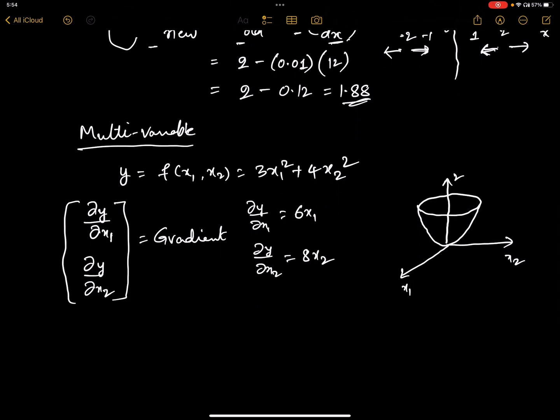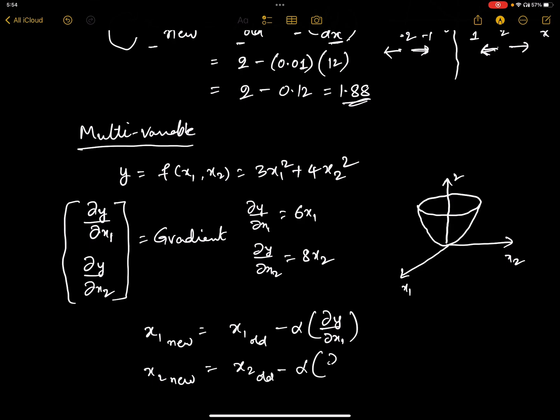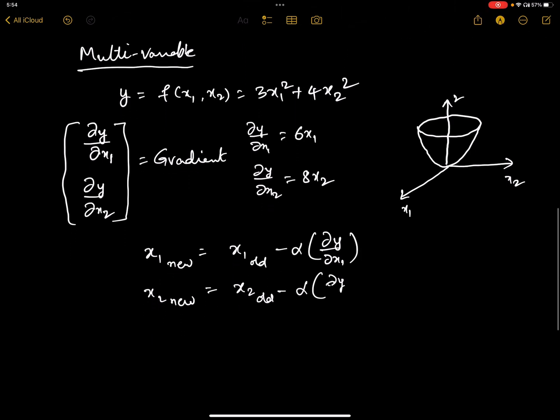So in the case of multivariable functions, the gradient descent algorithm will be as follows. We have x1 new equal to x1 old minus alpha into dy by dx1, the partial derivative of the function with respect to x1, and x2 new equals x2 old minus alpha into dy by dx2. And we keep updating the variables until it converges.